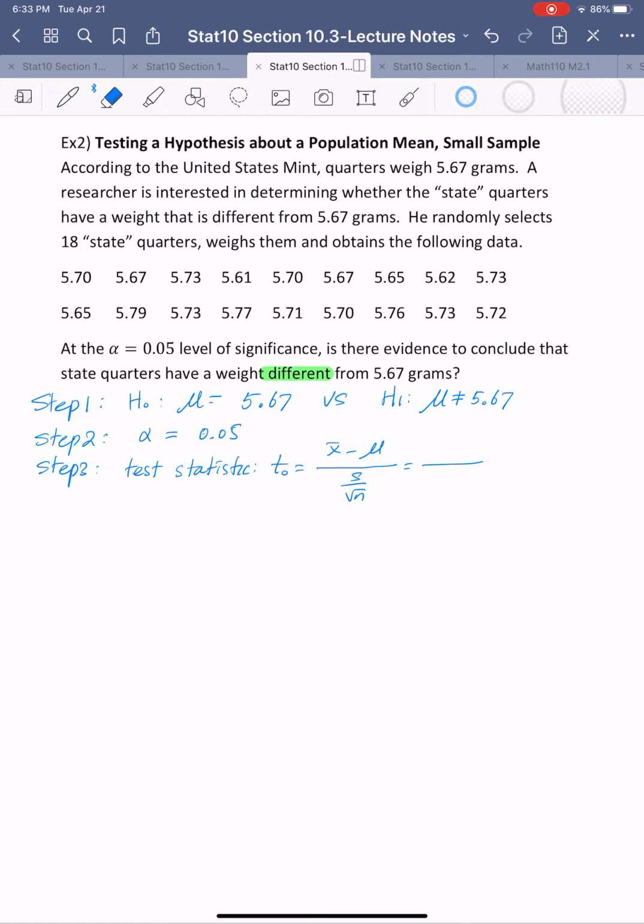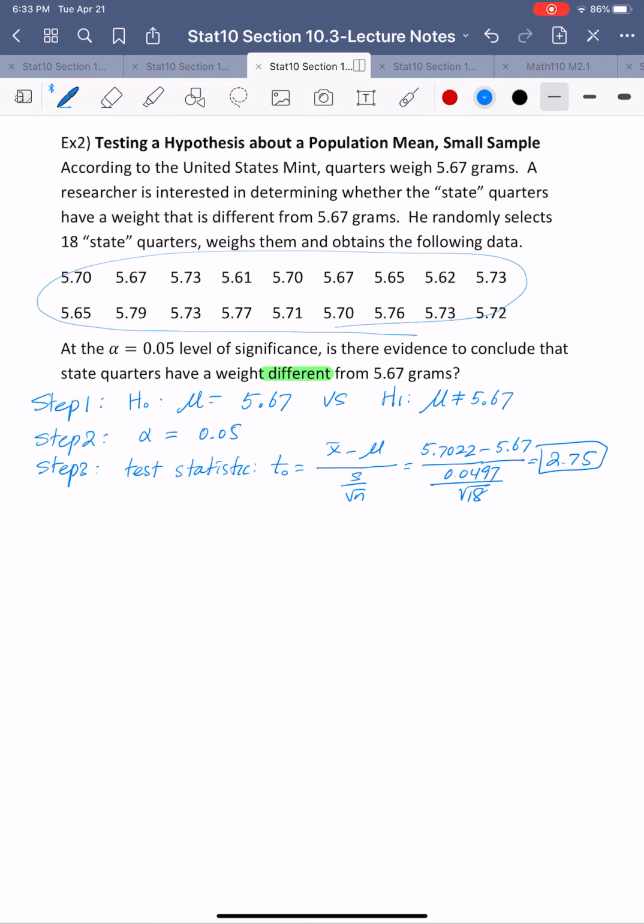Okay, so you can find the x bar by adding all this data up and then dividing by 18, right? So you get 5.7022, and then mu is 5.67, divided by s. Also, you can find it as 0.0497 over square root of 18. Use a calculator, okay? And you get 2.75. So I need you to keep that in.